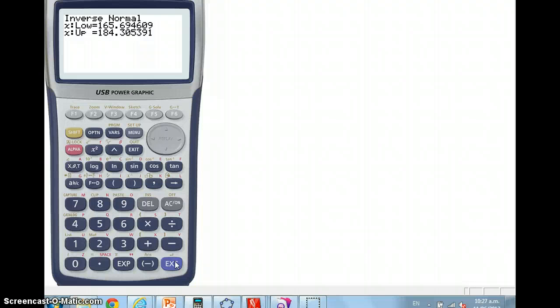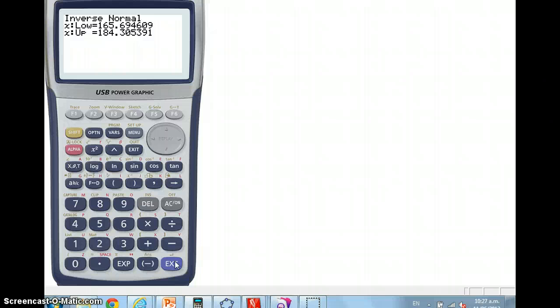So I should design the seat to fit a person with minimum height 165.7 centimetres and maximum value of 184.3 centimetres.